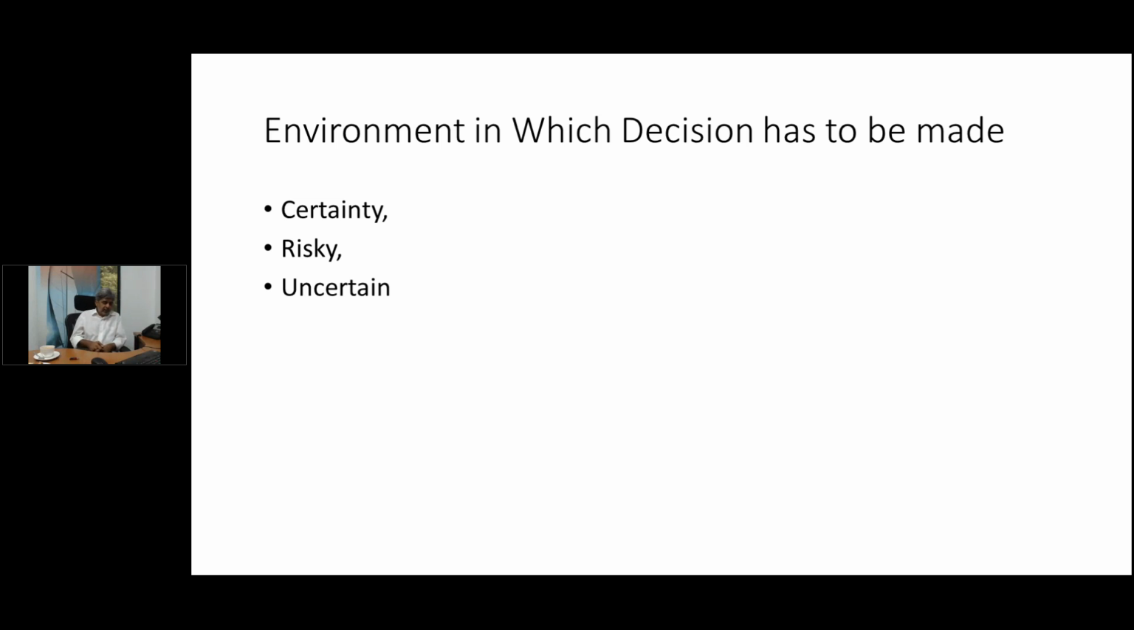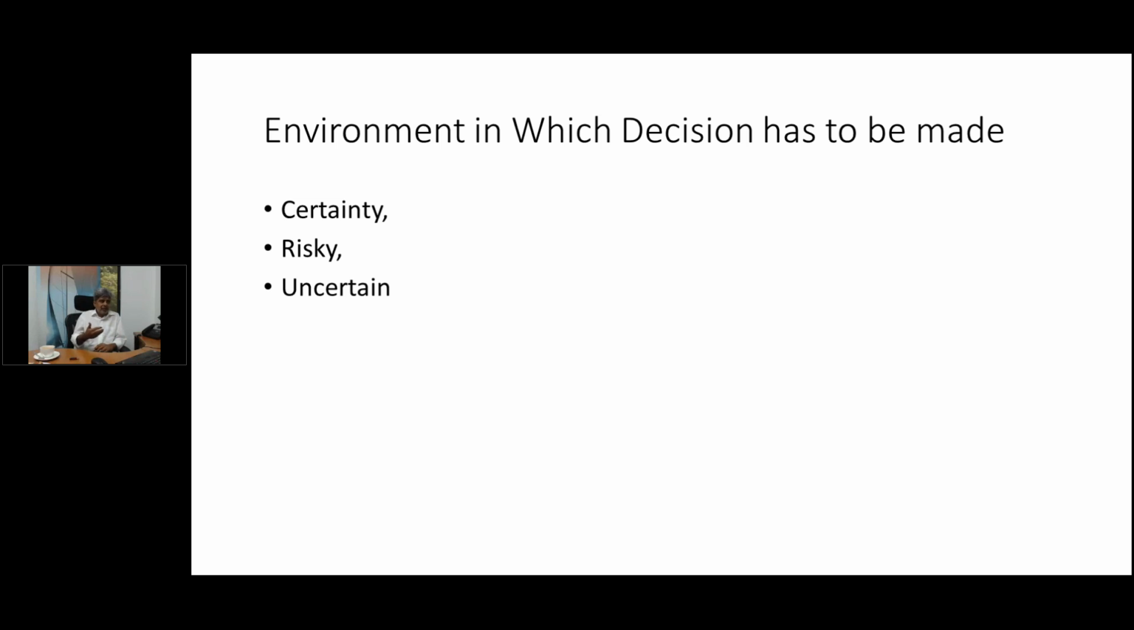And there are certain decisions in which the environment is uncertain, so we are unsure what will happen. With risk, there is some sort of predictability associated, that it may happen or it may not happen. But in the uncertain, we are totally unaware of what will happen. It may happen, it may not happen, we are unsure.